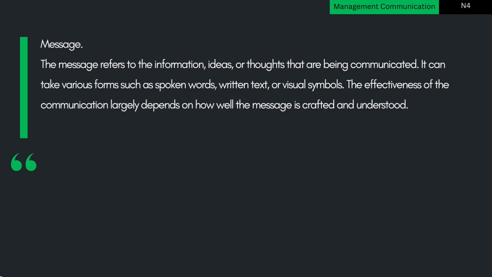2. Message. The message refers to the information, ideas, or thoughts that are being communicated. It can take various forms such as spoken words, written text, or visual symbols. The effectiveness of the communication largely depends on how well the message is crafted and understood.